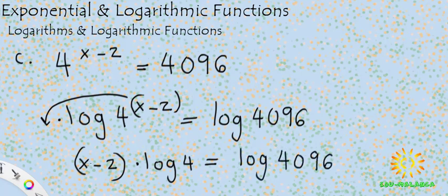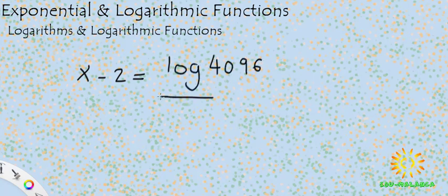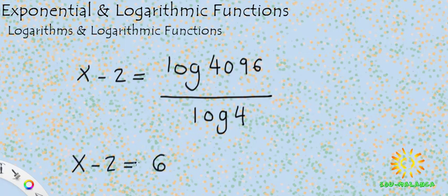The next step is to isolate the x, and so we'll divide by log 4 on both sides. The log 4s will cancel out on this side, and so we're left with x minus 2 should equal log of 4096 divided by log of 4. If we put this into our calculator, we find that x minus 2 is equal to 6. And so when we move the negative 2 to this side, we get that x is equal to 8.